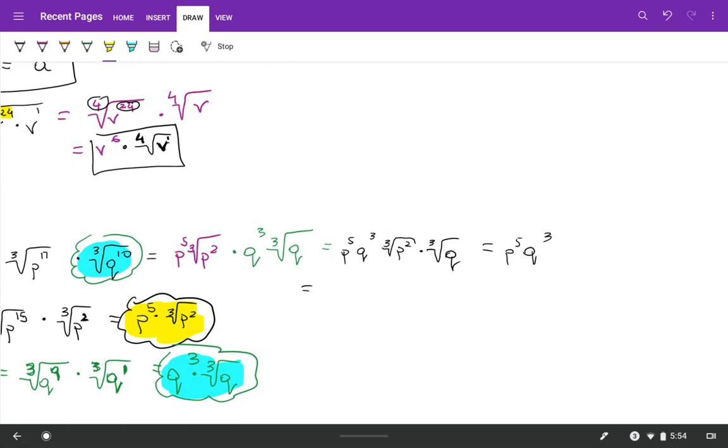Since they both have radicals of index 3, you can rewrite that as one radical. So cube root of, and just put p squared and q together under the radical, p squared times q. Okay, so this is the final solution. And of course, it's a product between all of them.